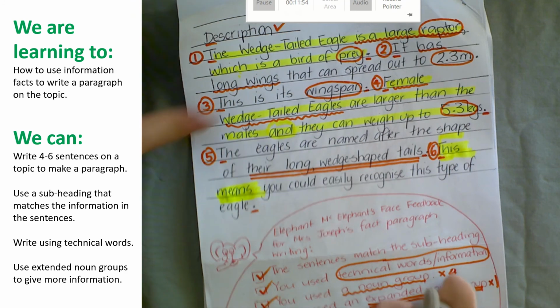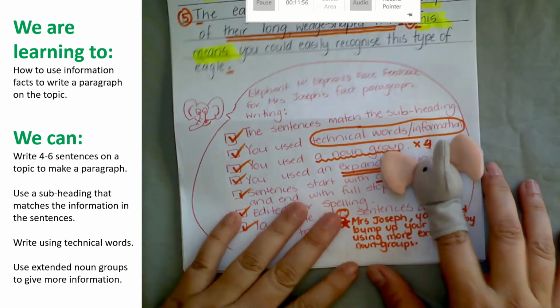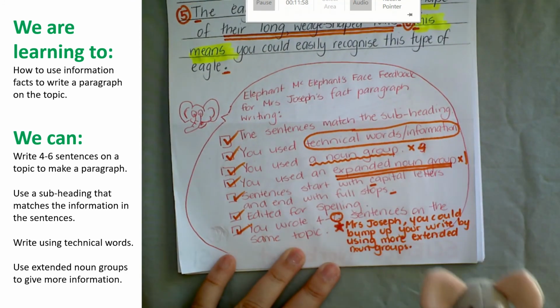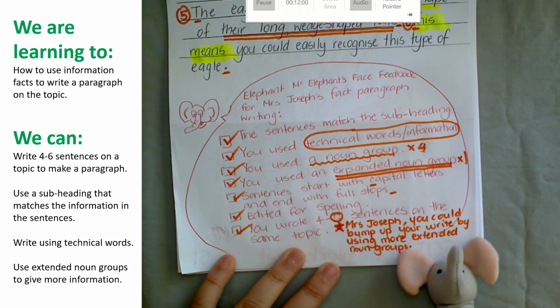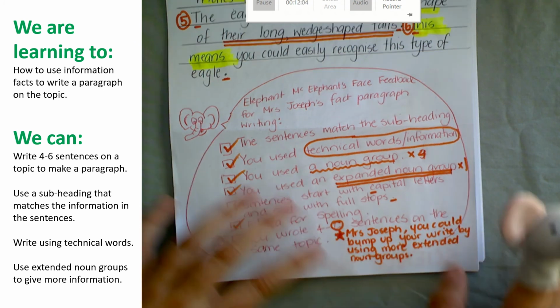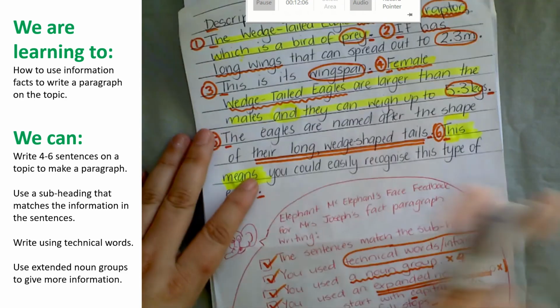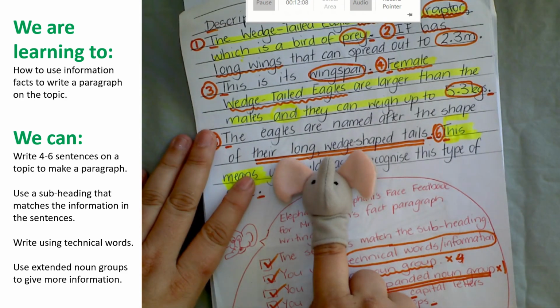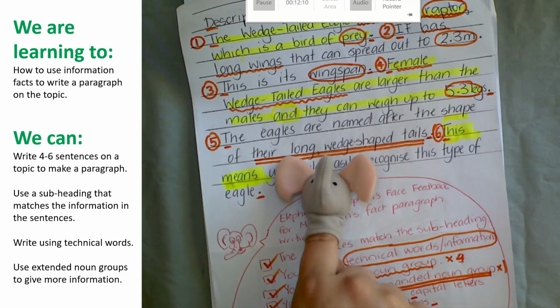Righto, so Elephant gave me some pointers. He said, Mrs. Joseph, if you want to bump your writing up, you can use more extended noun groups, because I only used one extended noun group in my paragraph.